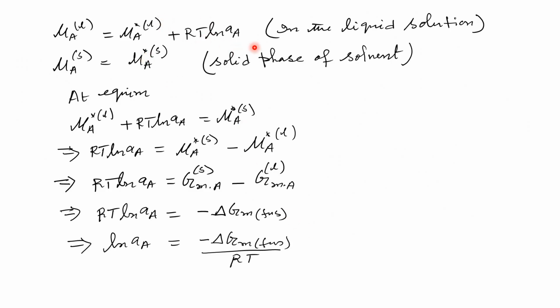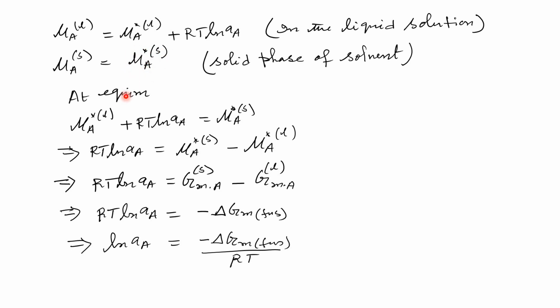Now, in the liquid solution, that means I'm considering the solution. In the solution, the chemical potential of the solvent A we can write by this equation: chemical potential in the liquid phase at standard state plus RT ln activity of A. But in the solid phase of the solvent, when only the solvent is present, that means pure solvent or pure liquid, then the chemical potential in the solid phase will be for the pure solid. So that is mu star A in the solid phase.